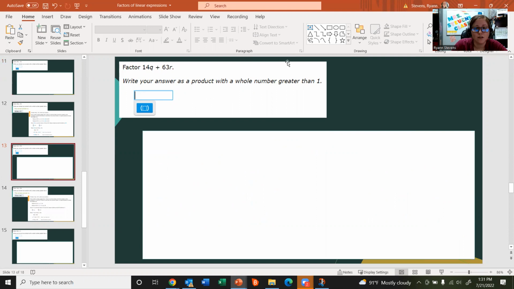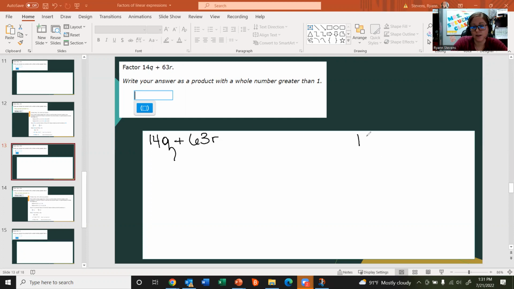So we are factoring 14q plus 63r. And in this case too, an important thing to remember is when we discuss combining like terms, we have to have the same variable raised to the same power. But when it comes to factoring, you can still factor out a number, even though the variables are different. So we want to find the greatest number greater than 1 that can be divided into both 14 and 63.